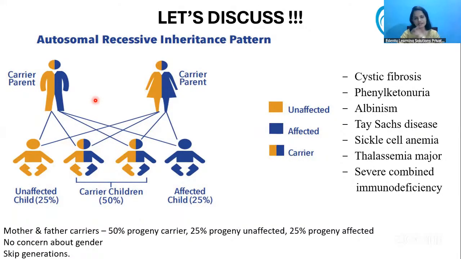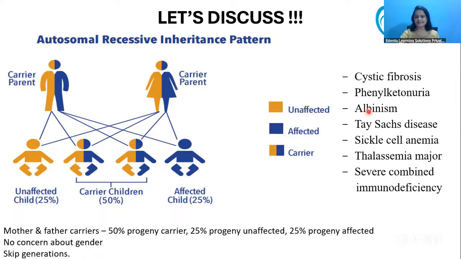Okay, if both the parents are carriers, then this is what is happening. 50% carriers, 25% unaffected and 25% affected. Okay, here also, since it is an autosomal inheritance pattern, no need to be concerned about the gender, and it usually skips generations. That is, in one generation it will be seen. In the other generation, no clinical signs and symptoms can be seen. Okay, so this recessive pattern can skip generations. So that's the main difference between the dominant and the recessive pattern of inheritance.